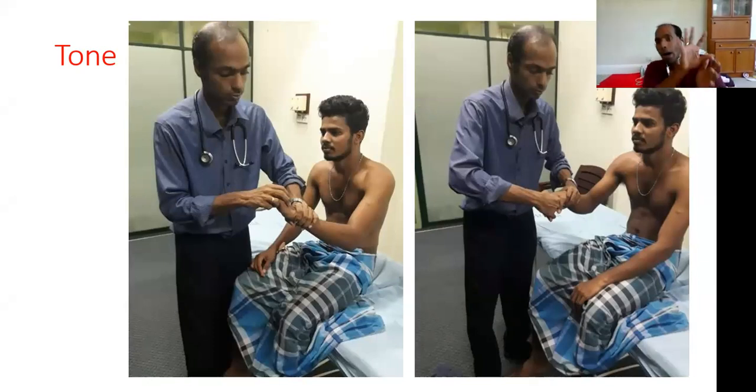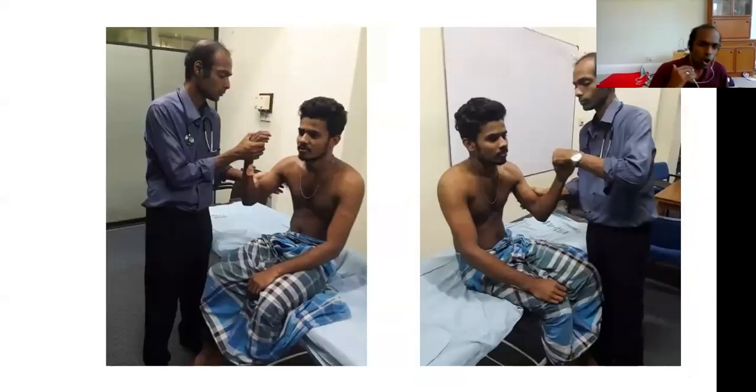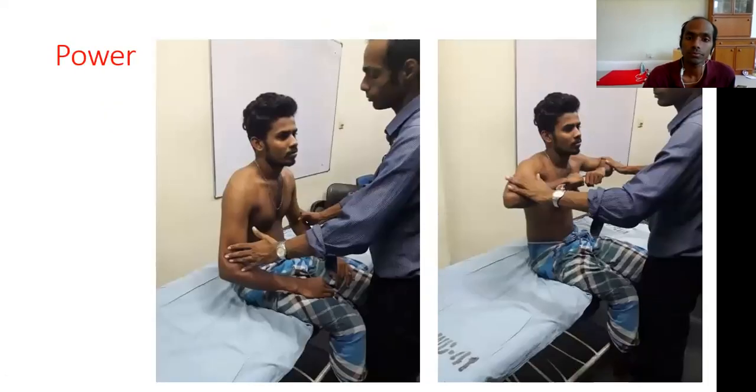Like a sort of bicycle cogwheel where the resistance increases and decreases. Increases, decreases, increases, decreases. That's called cogwheeling rigidity. So you can examine that in this manner. And then, if you like, you can also examine the tone around the elbow like this. So, inspection, tone. Remember, we are following the same scheme of examination as in the upper limbs: inspection, tone.